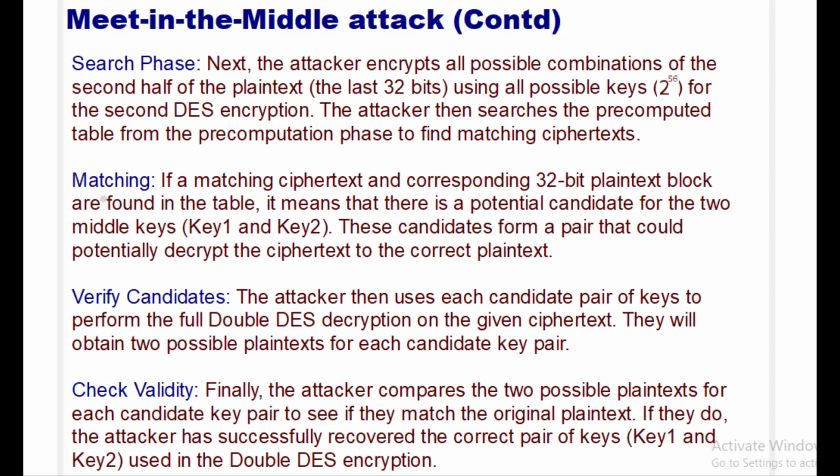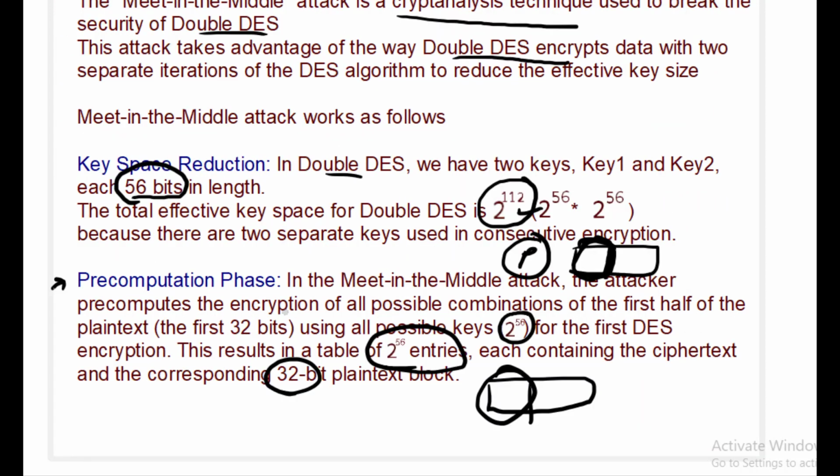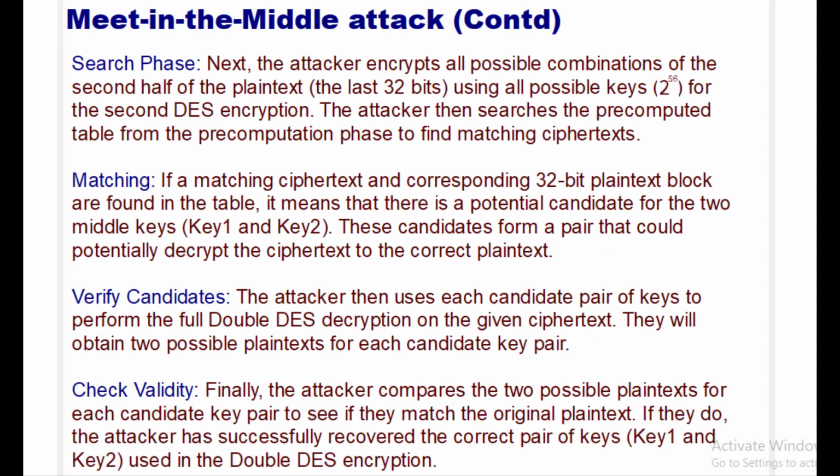Now the next phase is the matching phase. In the matching phase, the matching ciphertext and the corresponding 32-bit plain text block are found in the table. The attacker has created one table from the pre-computation phase and one from the search phase, and tries to match these 2 columns. So there would be a particular matching pair, and for that matching pair we get the 2 keys. So there will be a different combination of keys where we get the matching pair.